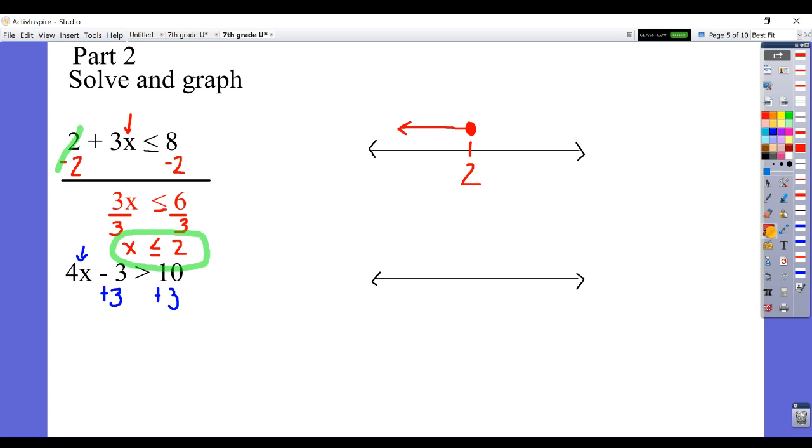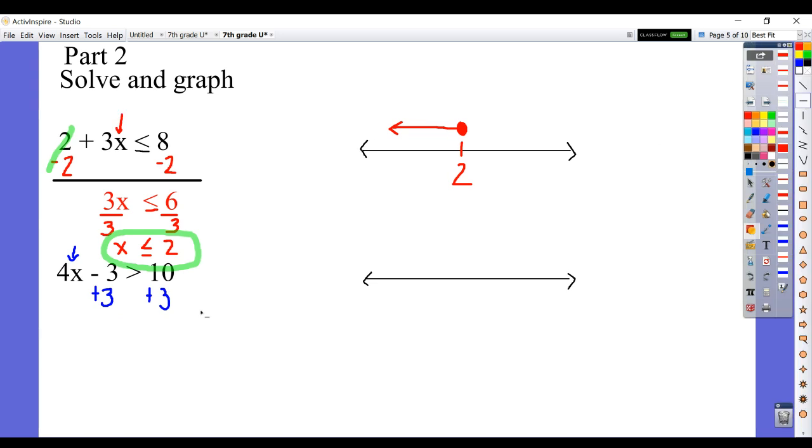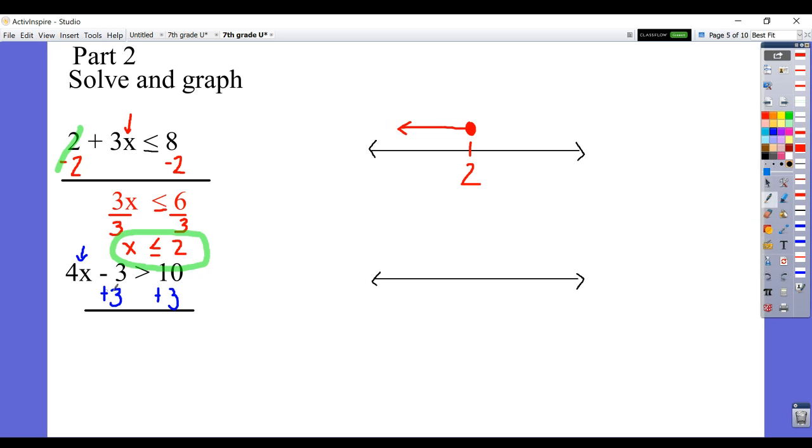So when we do that, I like to put the line down to show them what I get for the next part. The 4x comes down. The plus 3 and minus 3 zero out, which is what we want. That's why that won't be on that side anymore. And then what you do to one side of the equation, you have to do to the other. So that's why I had to add 3 to the other side as well. And 10 plus that 3 is 13.